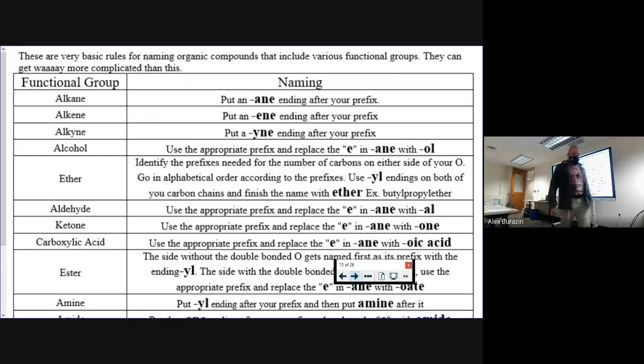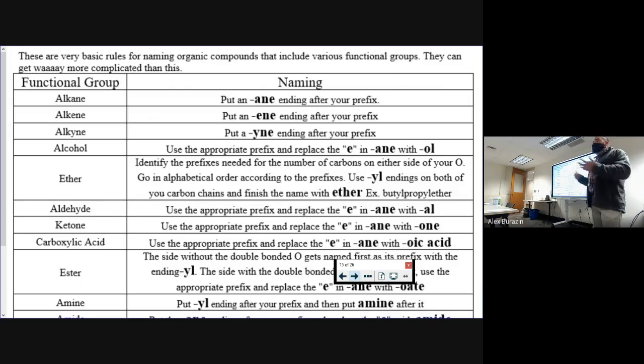So here are the basic rules. These are very basic rules for naming organic compounds that include various functional groups. They can get way more complicated than this. Organic naming can get just insane. So insane that generally with pharmaceuticals, because a lot of pharmaceutical drugs are organic molecules, they don't even use this style of naming anymore because the molecules are so big and so extensive that they have special names. And they just give it random trade names.